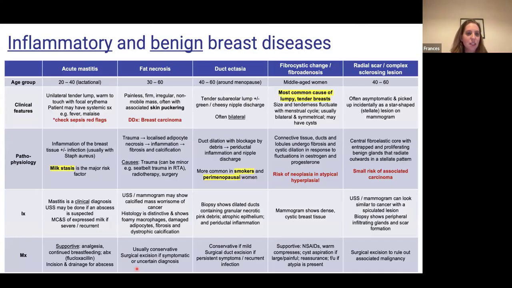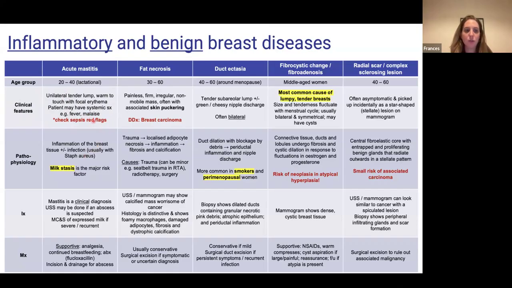So the first one's mastitis. I think this is the one that people are most familiar with, maybe. Mastitis obviously is inflammation of the breast. This tends to happen in response to lactation, so breastfeeding, and often it is unilateral, although you can get it in both breasts, but it might be that they get mastitis at different times, if that makes sense. It's very tender because obviously it's inflamed, it's warm, there's some focal erythema, and they might even be systemically unwell if it is quite a severe infection.